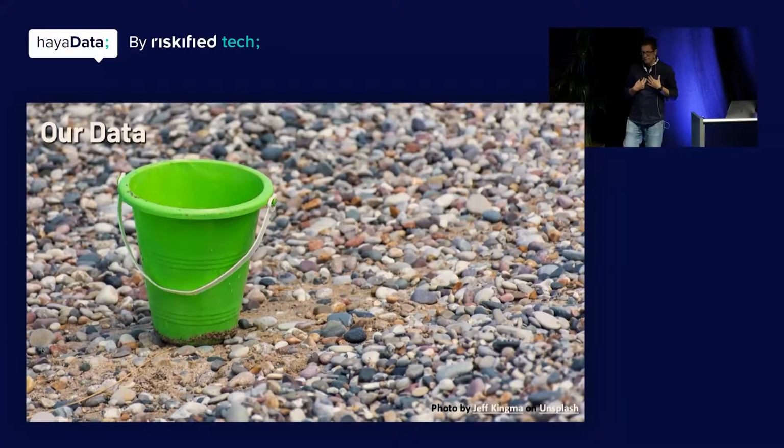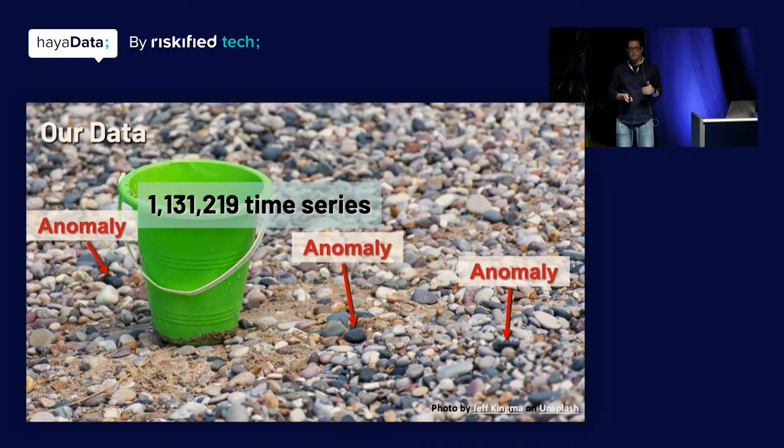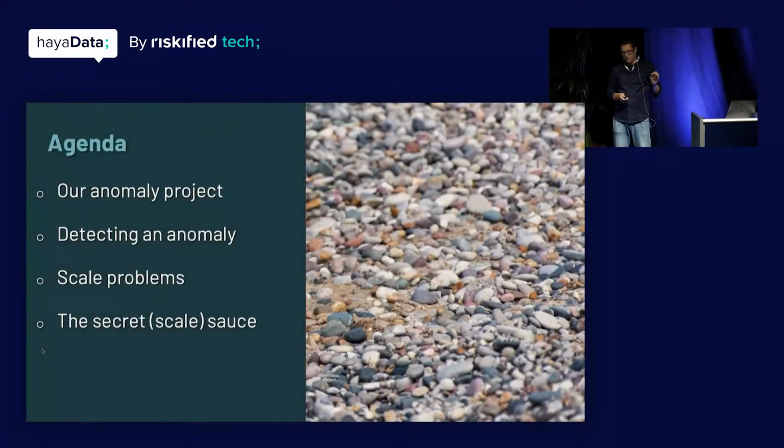So our data at Nielsen, and I'll say a few words about Nielsen soon, we have a lot of data. And within that data lurk anomalies. In total, we have over 1.1 million time series that we'd like to detect anomalies in. And in this talk, we'll talk about these anomalies. I'll tell you about our little anomaly project, how we detect anomalies. We'll go into the scaling problems that I mentioned and see where they apply within the data and the system that runs it. And you'll see the secret sauce we use to solve these problems. And hopefully you can take some of these ideas into your projects as well.